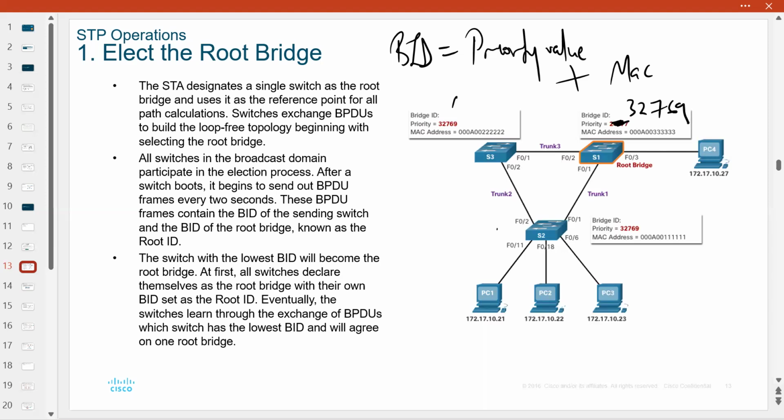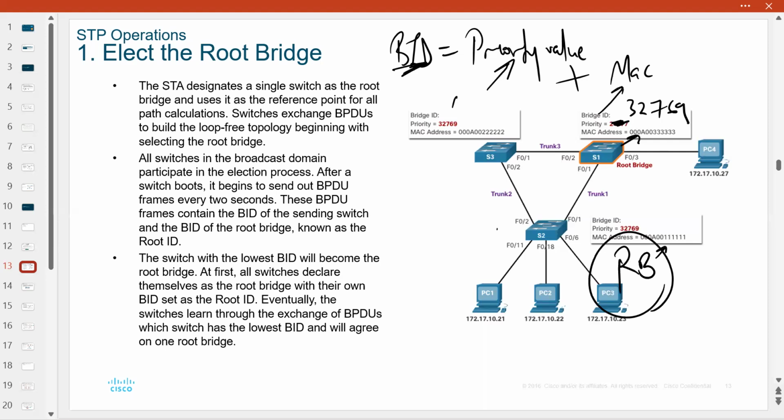Now we have a tie. How do we then choose the root bridge? We still look at the lowest BID. In a tie, we still have the MAC address to look at. We find the switch with the lowest MAC address, and that one becomes the root bridge. Let's say my priority values are the same default. What becomes our root bridge in that case? I can see we have 002, I have 001 here, I have 003 here. So this one becomes our root bridge because it has the lowest MAC address.